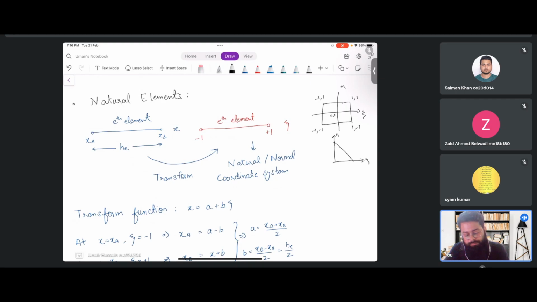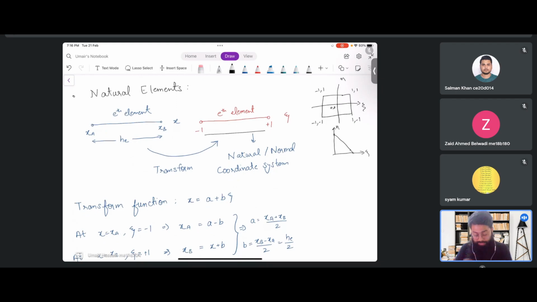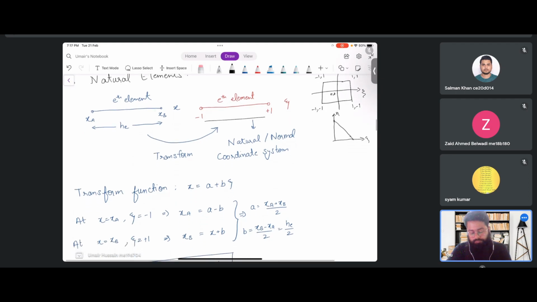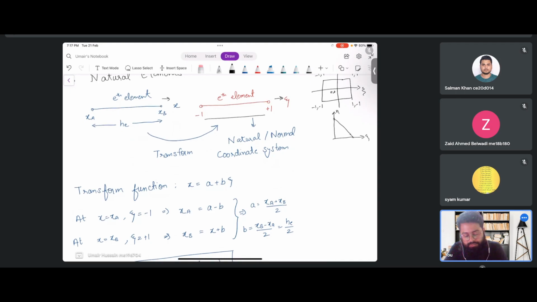But for 1D, we have the simple 1D element in the natural coordinate system like this. So we transform our given element into this natural coordinate system. So every time our integral would look the same, except for the Jacobian, which will be different every time. In order to transform our coordinate system from x here to zeta here, we need some mapping function. The mapping function basically relates x and zeta.